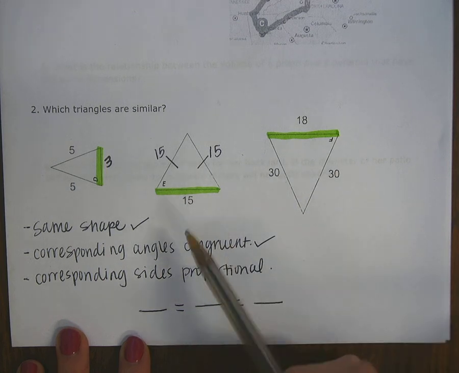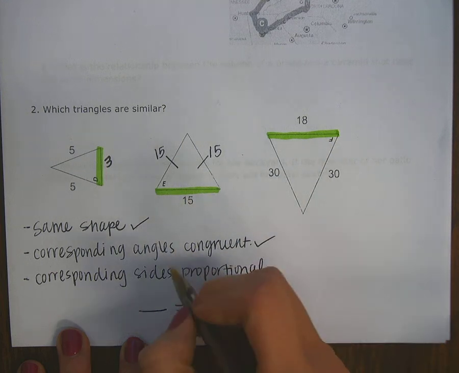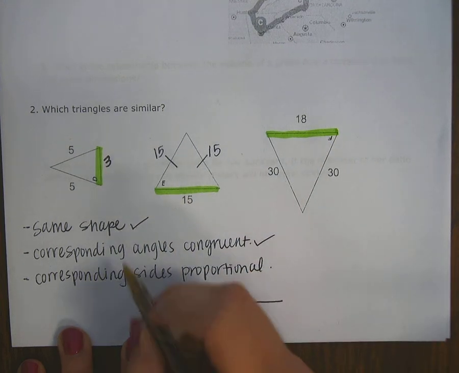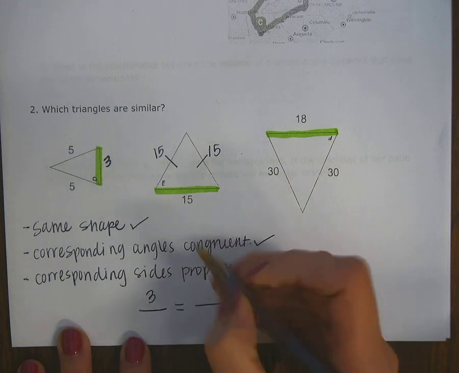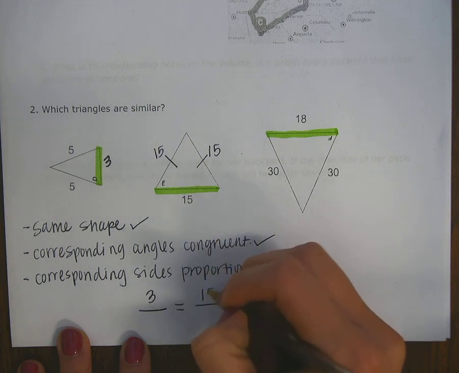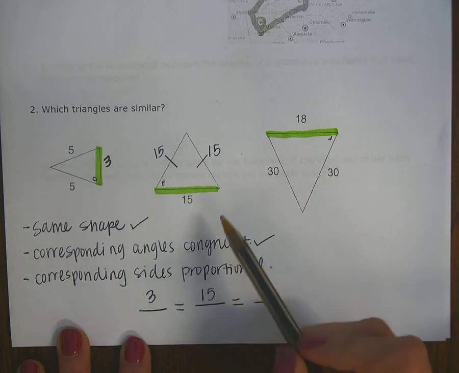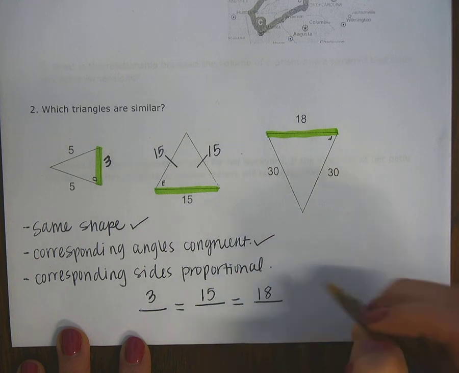And then I'm going to go ahead and write these 3 side lengths up here on top of each ratio. So this side length is 3, which corresponds with 15 on this triangle. So I'm going to put 15, and those correspond with 18 on this triangle. So I'm going to put 18 here.